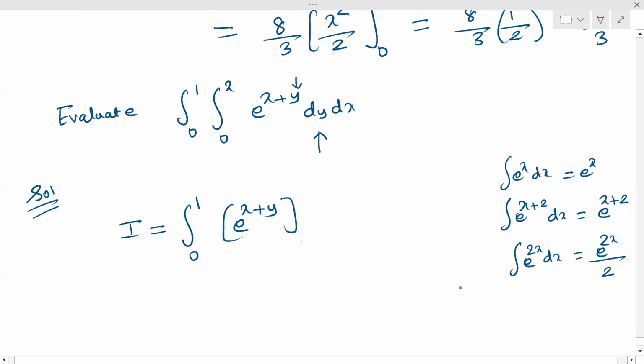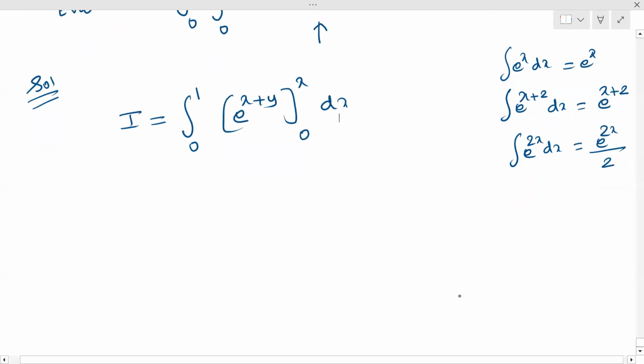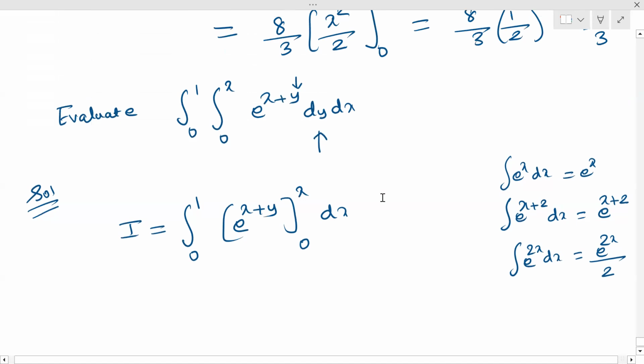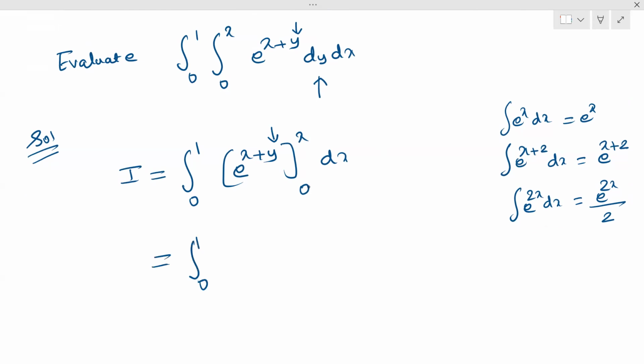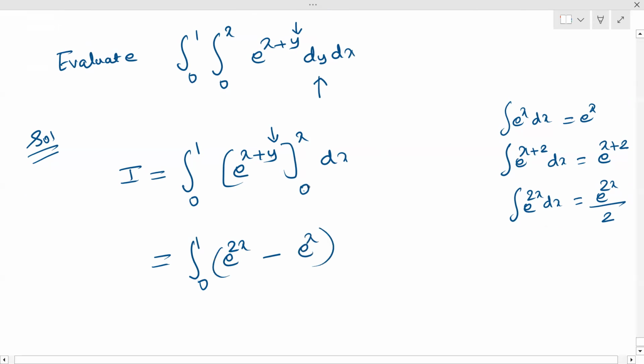Here the limit is 0 to x, dx. Now we have to apply the limit. Be careful. We have to apply the limit for the variable y because we did the integration with respect to y, so 0 to x. Apply the upper limit: y equal to x means we will get e^(2x), minus, apply the lower limit: y equal to 0 means we will get e^x.